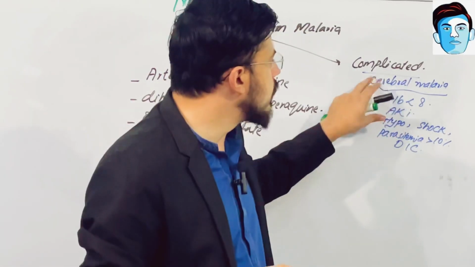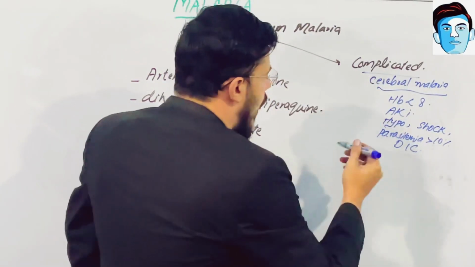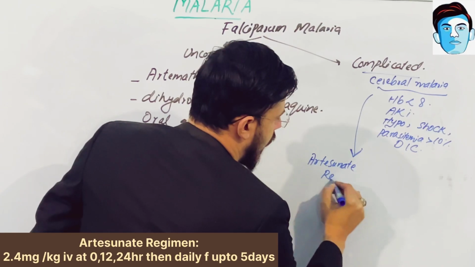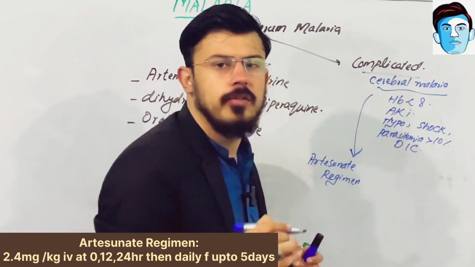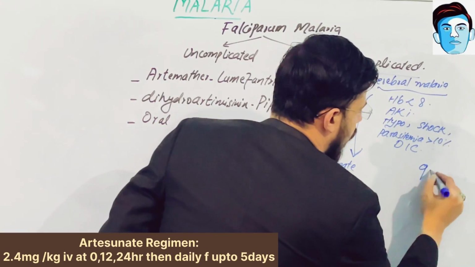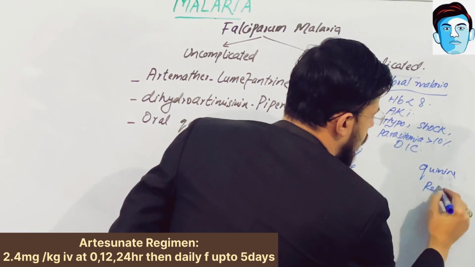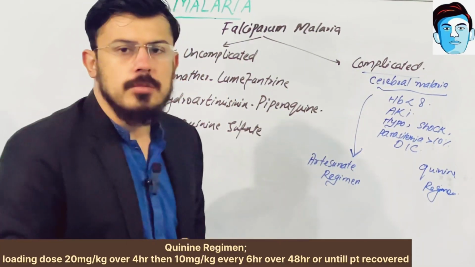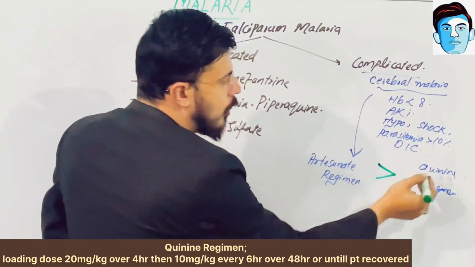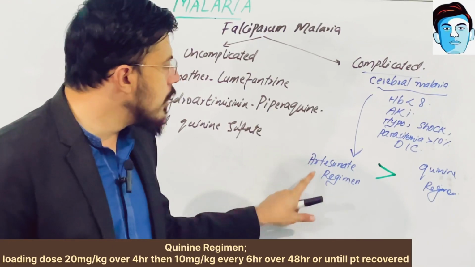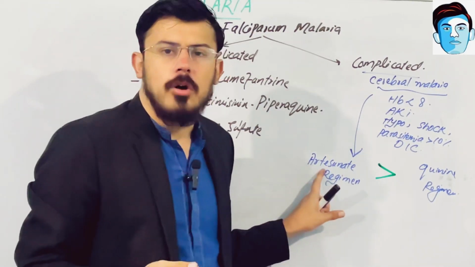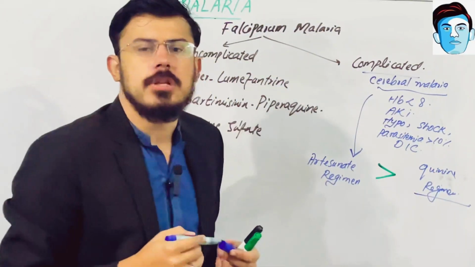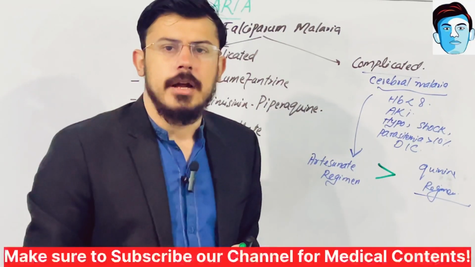What is the treatment option for cerebral malaria? For that we have the artesunate regimen and we have the quinine regimen. But keep in mind the artesunate regimen is more effective as compared to the quinine regimen, right? The side effect of the artesunate regimen is mainly delayed hemolysis. While if we talk about the side effects of the quinine regimen, that is cinchonism. Cinchonism means hearing loss and tinnitus.